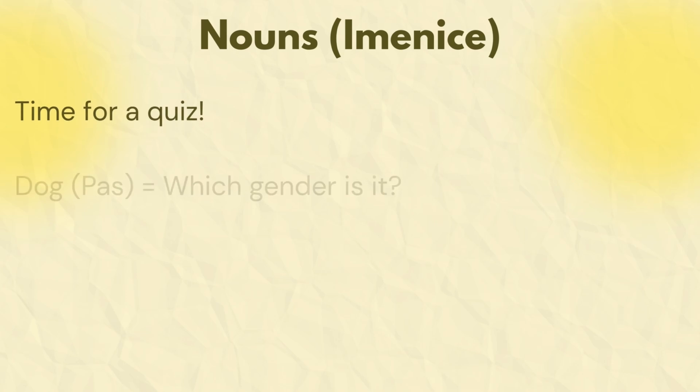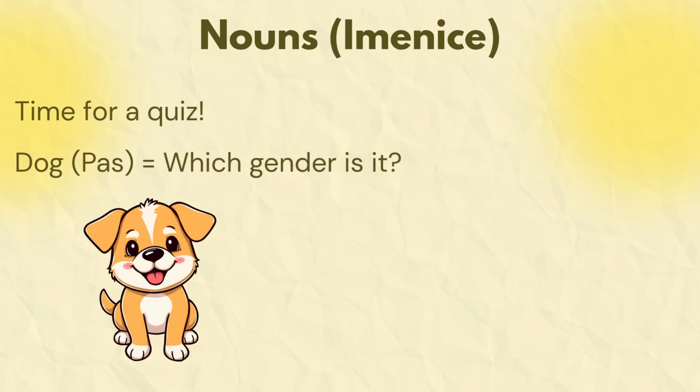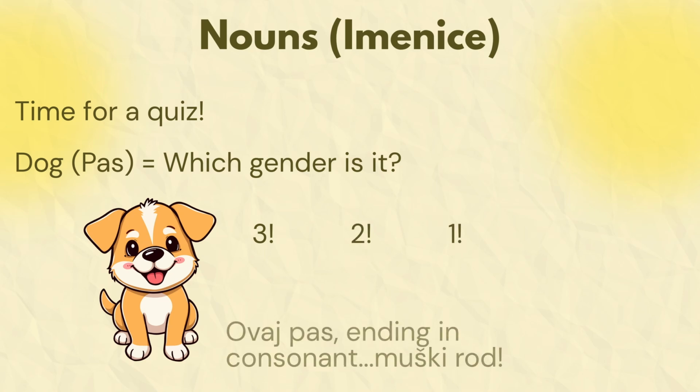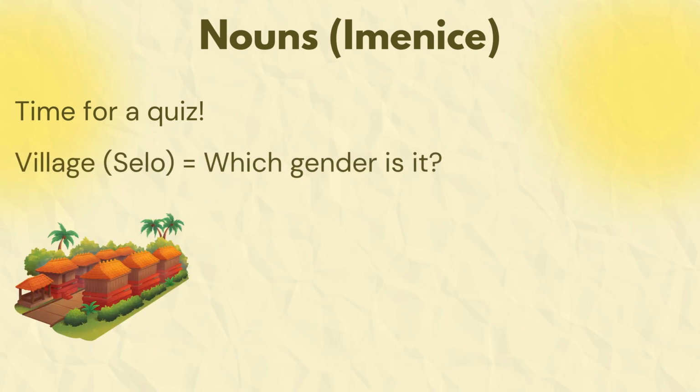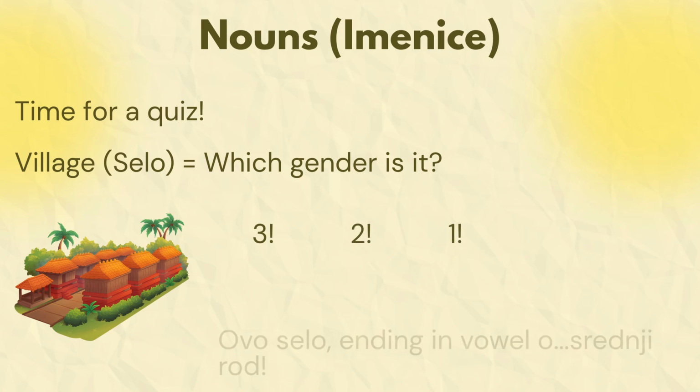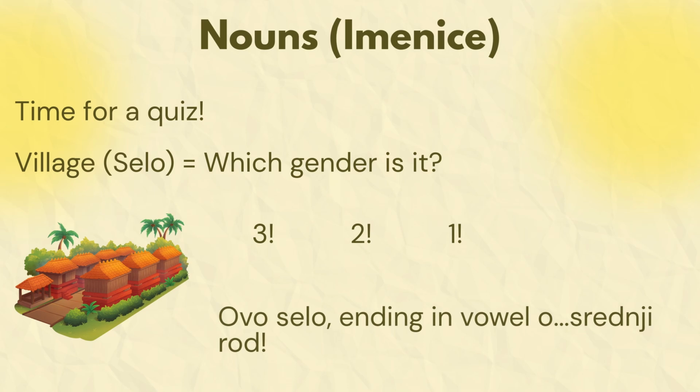Time for a quiz. Dog, pas. Which gender is it? 3, 2, 1. Ovaj pas, ending in consonant, muški rod. Village, selo. Which gender is it? 3, 2, 1. Ovo selo, ending in vowel O, srednji rod.